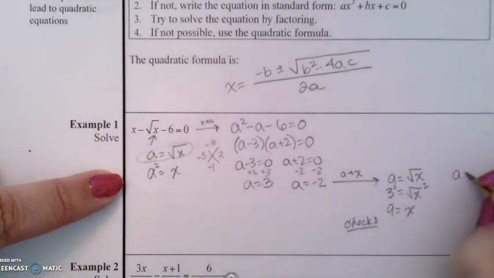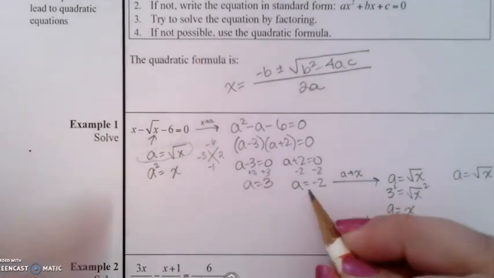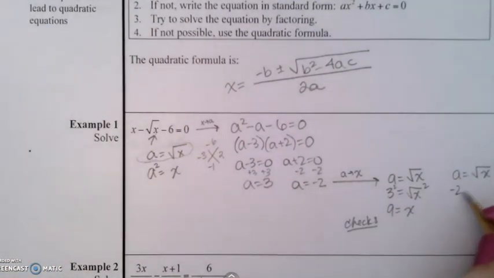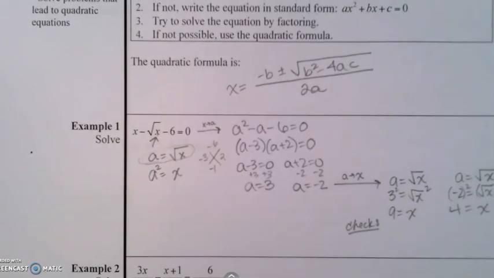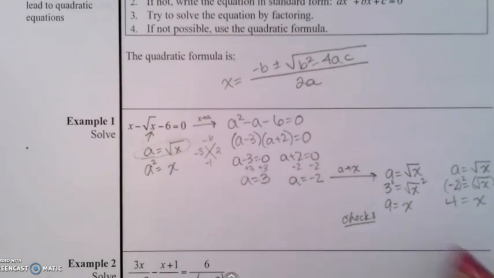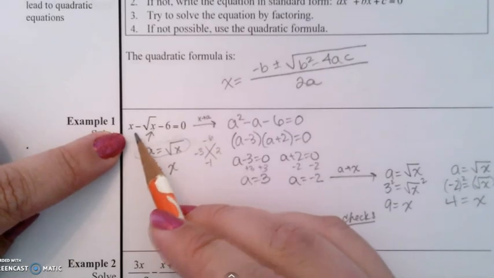And we also have our second solution, substituting in the value of a. -2 equals the square root of x. Use the power rule. 4 equals x. Again, we use the power rule, so we need to check our answer. So how do we check our answer? We substitute it back into our original equation.